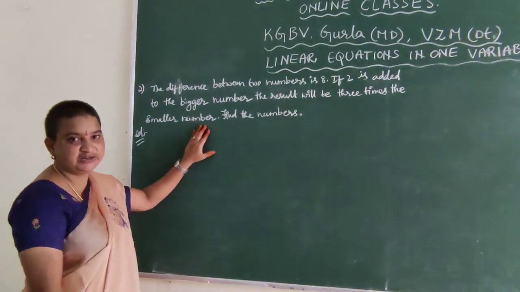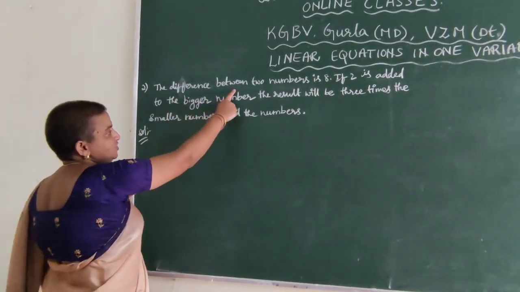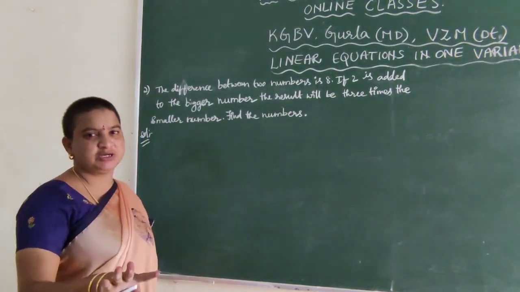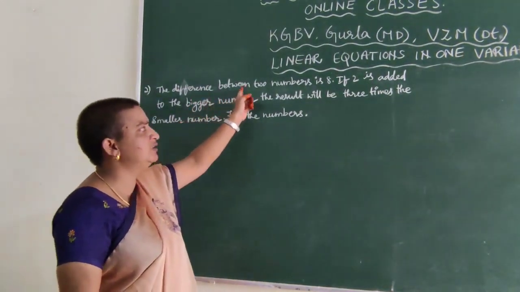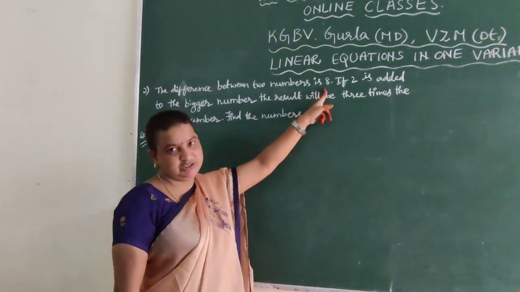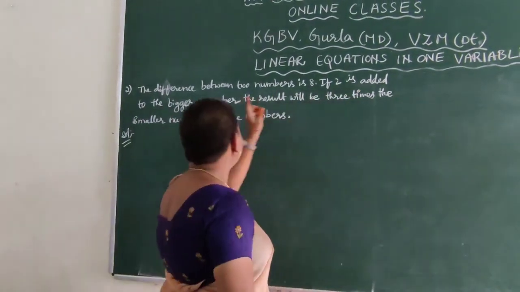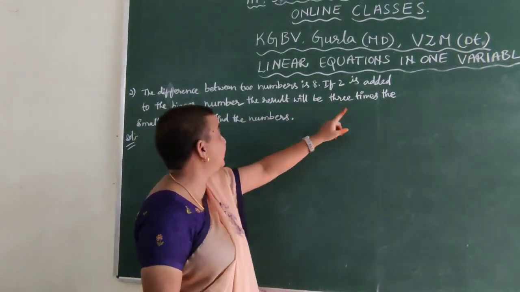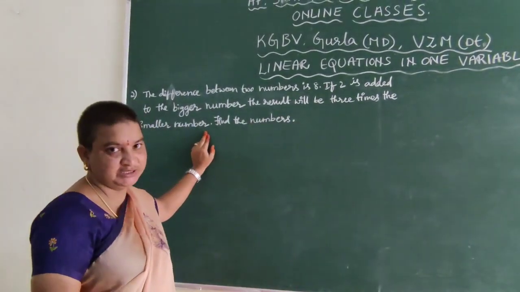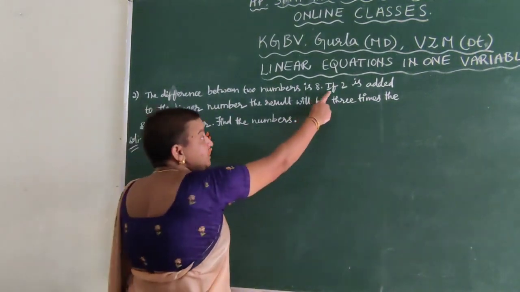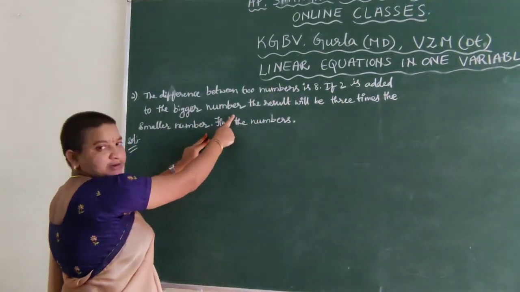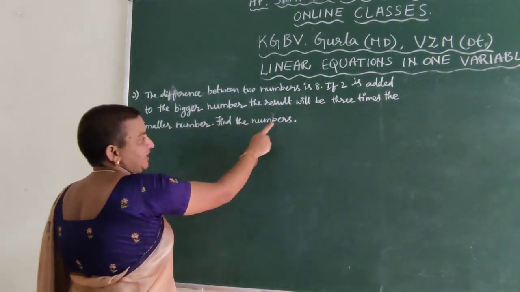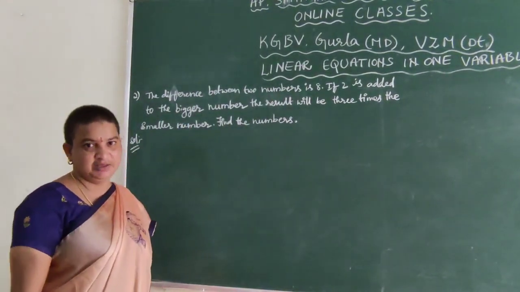Okay. First we can read. The difference between two numbers is 8. There are two numbers. The difference between those two numbers is 8. If 2 is added to the bigger number, the result will be 3 times the smaller number. Find the numbers. Okay, children?